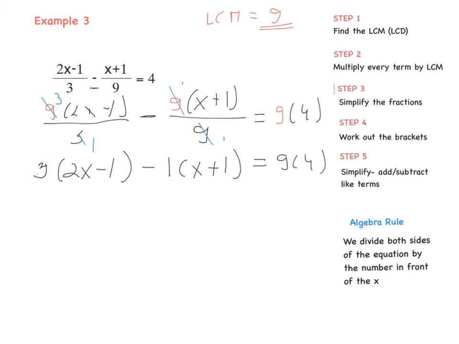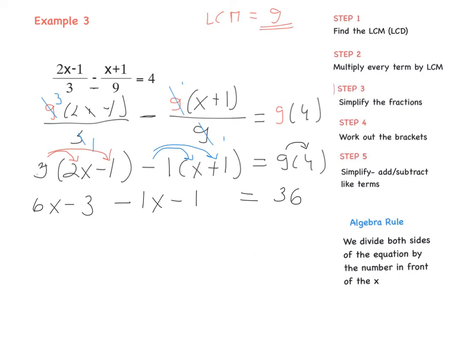And use colors, so 3 by 2x and 3 by minus 1. So 3 by 2x is 6x, 3 by minus 1, minus 3. And the same in here, minus 1 by x and minus 1 by 1. So minus 1 by x gives you minus 1x, and minus 1 by plus 1 is minus 1, equals, and 4 by 9 is 36.